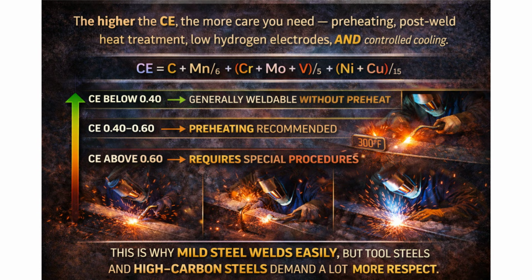CE below 0.40: generally weldable without preheat. CE 0.40 to 0.60: preheating recommended. CE above 0.60: requires special procedures. This is why mild steel welds easily, but tool steels and high-carbon steels demand a lot more respect.